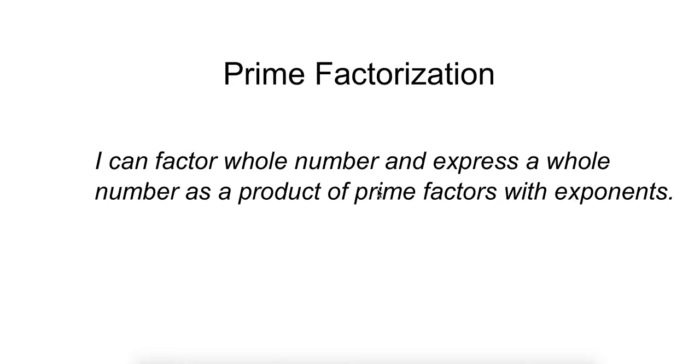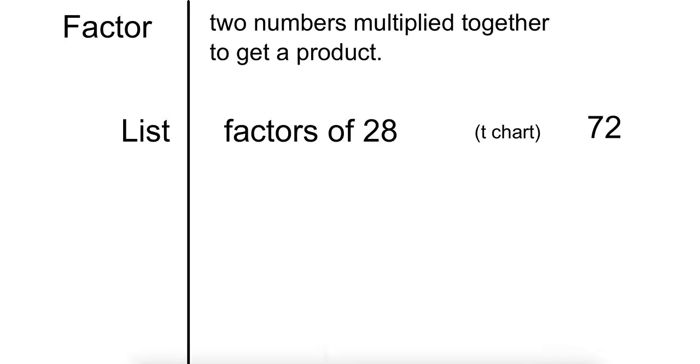Prime factorization. I can factor whole numbers and express a whole number as a product of prime factors with exponents. So we've been working on factoring of whole numbers. Today we're going to write a whole number as a product, and product means multiply, of primes. Prime means numbers that only one and itself can go into. And I want to do that with exponents. So let's take a look.